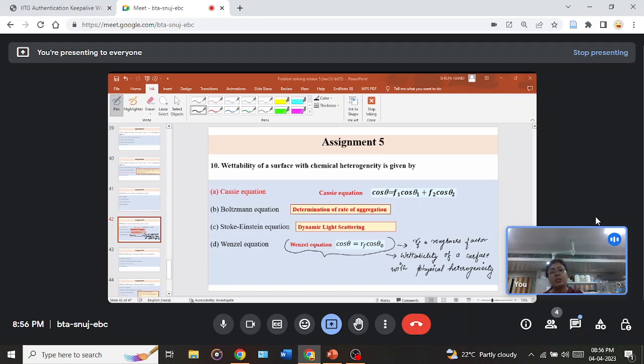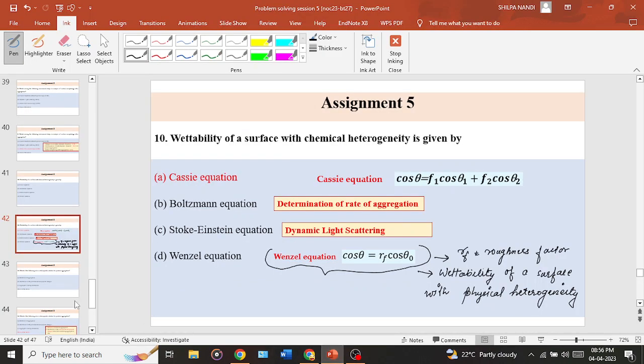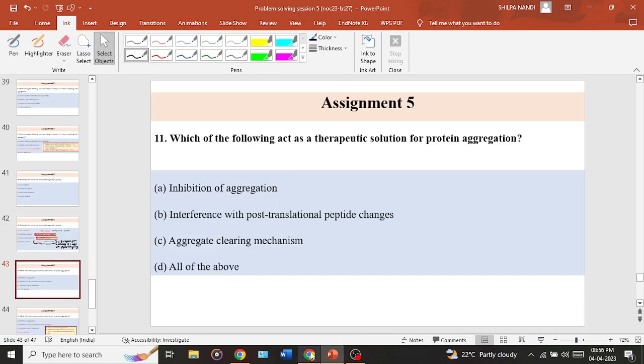Fine. Is there any doubt in this particular question? If there is no doubt, we can move ahead to the 11th question.